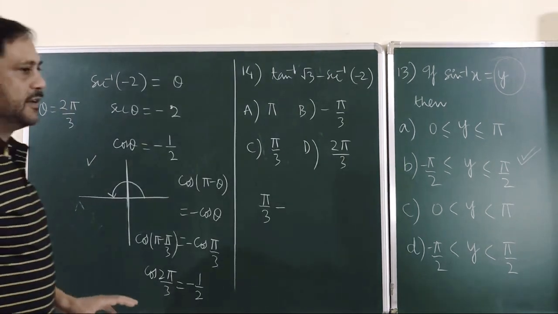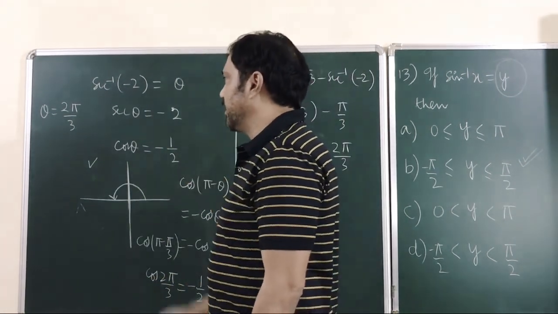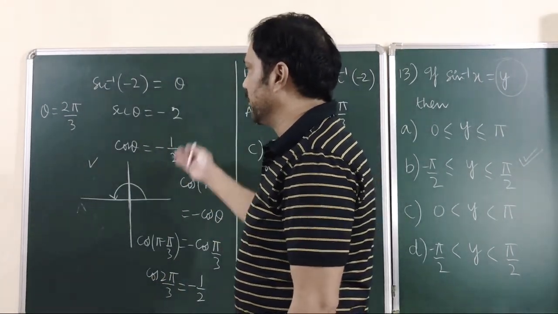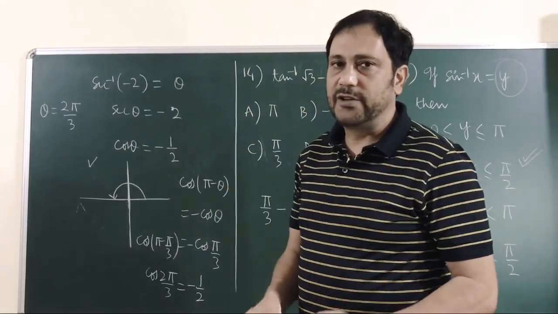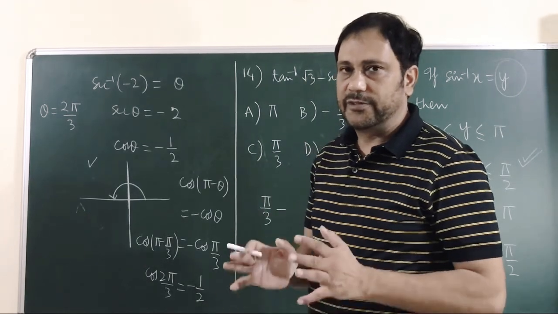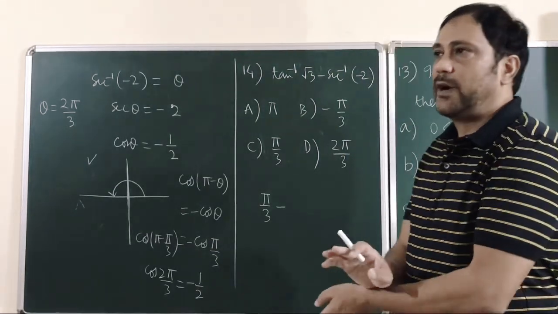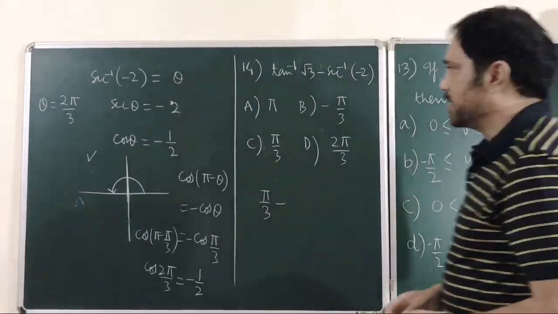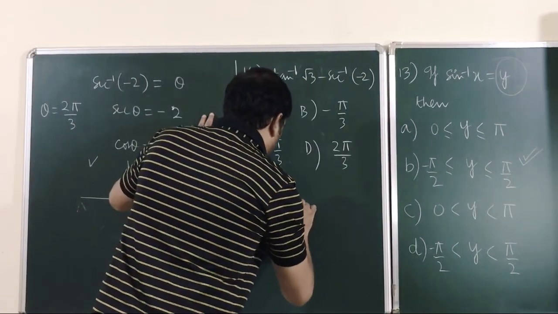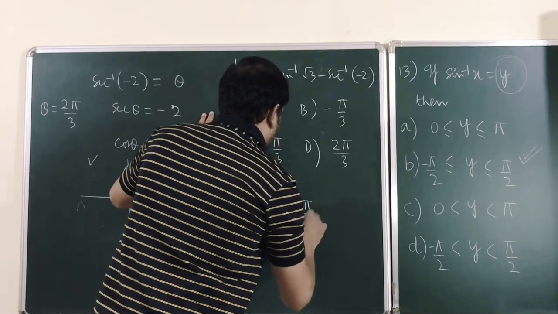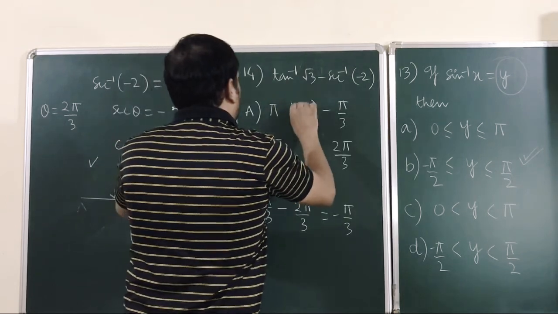Is it clear? It is a very simple thing you have to remember. You will get infinitely many values of theta where the answer is minus 2. But you have to write that theta which remains in the range of sec inverse of x, which is 0 to pi excluding pi by 2. So the answer which I get here is 2 pi by 3. So pi by 3 minus 2 pi by 3, and the answer is minus pi by 3. So B option is correct.